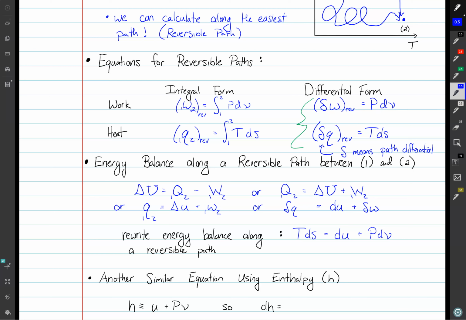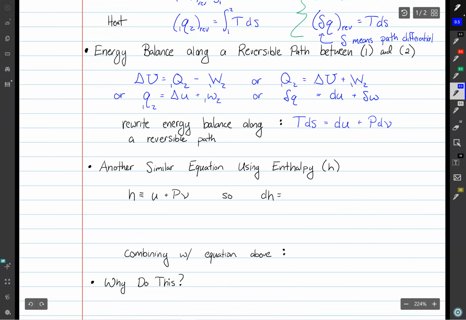Okay, so we just did an energy balance. We said we have equations for reversible work and heat transfer, and we smushed those together in a differential form. Again, it'll make sense in a little bit. We could do a similar thing with enthalpy. We have a definition here for enthalpy: H is defined, that's the three-line equal sign, as U plus PV.